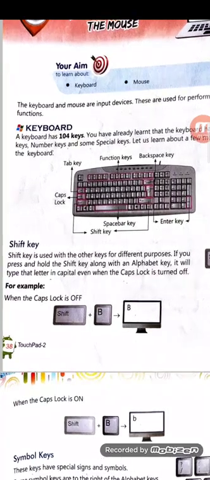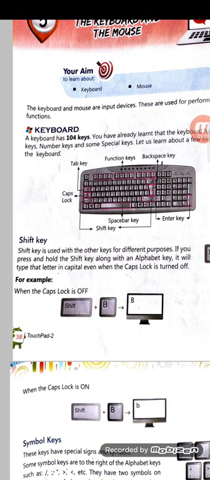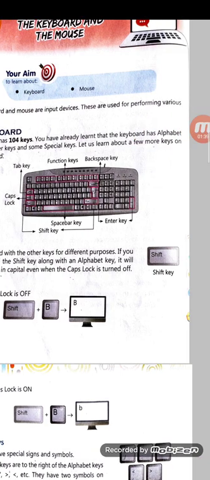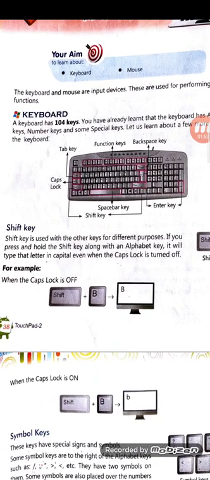Now see what is the work of the shift key. The shift key is used with other keys for different purposes. If you press and hold the shift key along with an alphabet key, it will type that letter in capital even when the caps lock is turned off. You will have to press the shift key along with a particular alphabet key. Here you can see shift plus B gives capital letter B. Shift plus A will also give capital letter A.